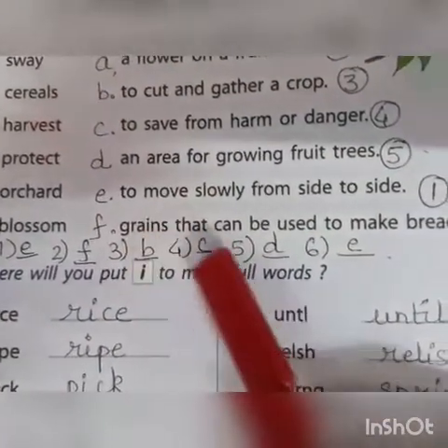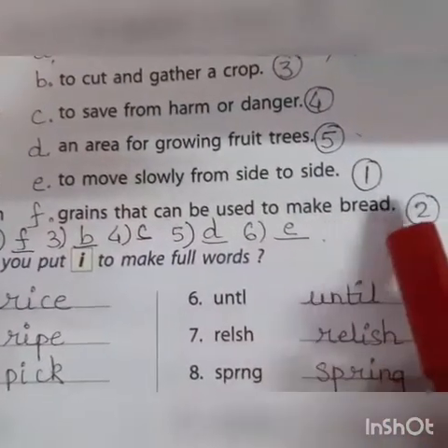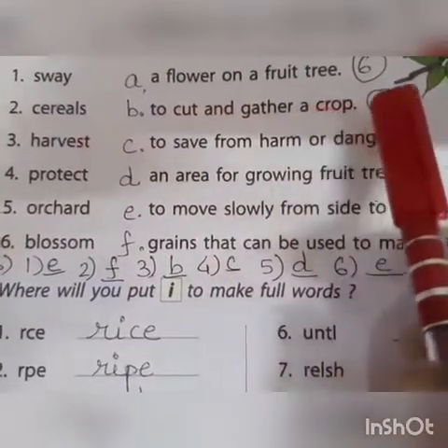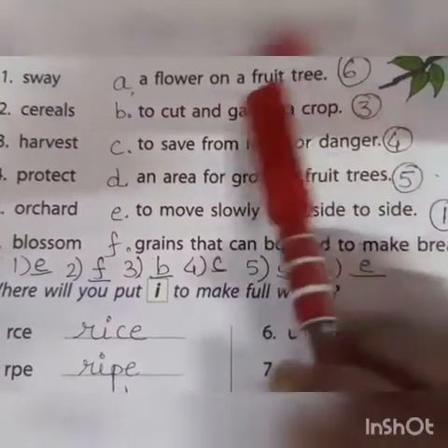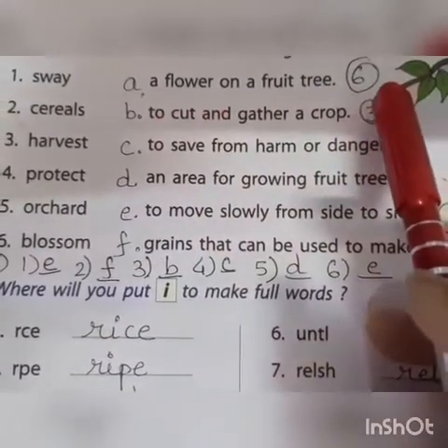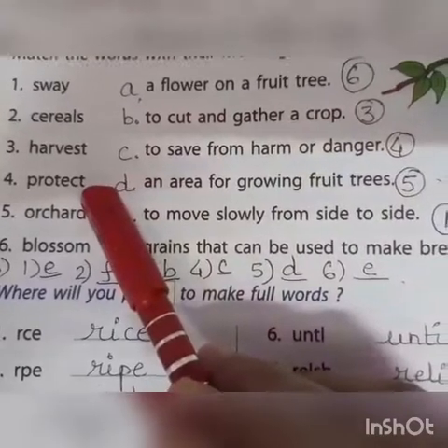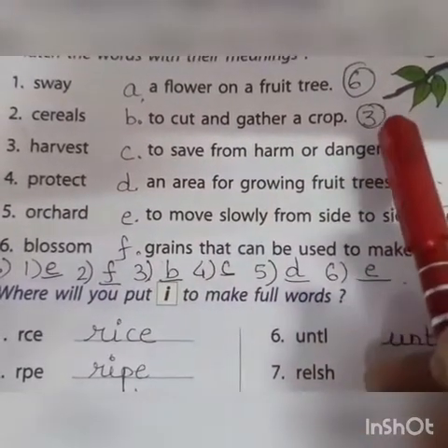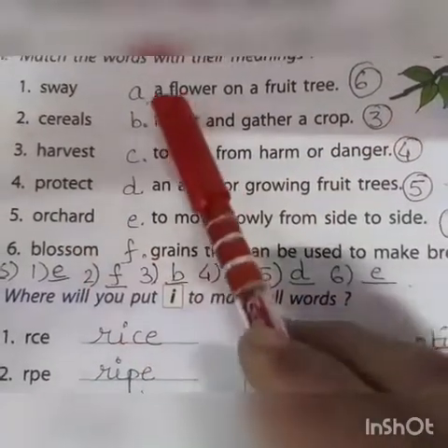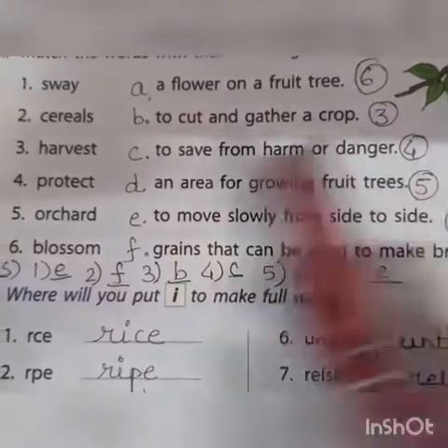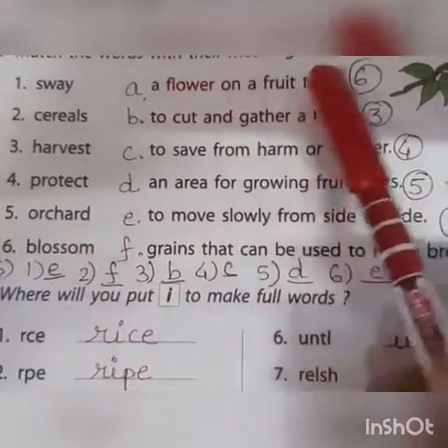Cereals, grains that can be used to make bread. Then harvest, to cut and gather a crop, मतलब कि जब पक जाता है तब जो है खेतों में से वो जो फसल होती है उसको काटा जाता है, उसको हार्वेस्टिंग बोलते हैं. Protect, to save from harm or danger, किसी की रक्षा करना, किसी को बचाना. Orchard is an area for growing fruit trees. Blossom, a flower on a fruit tree.